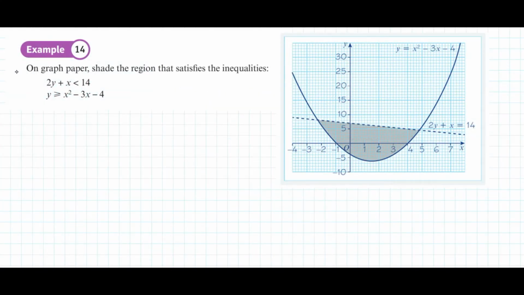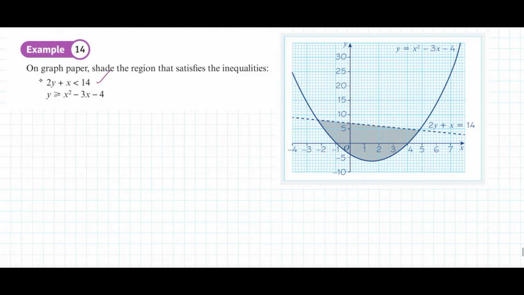This is example 14 from page 54 of the Year 1 textbook. The question says that we need to, on graph paper, shade the region that satisfies these two inequalities. Now we've got these two inequalities already plotted here. I wanted to go through with you from first principles how we'd plot those in the first place. So let's take this first one here.